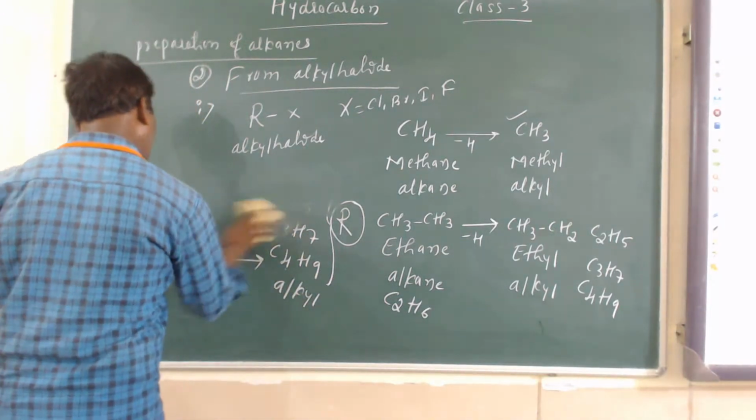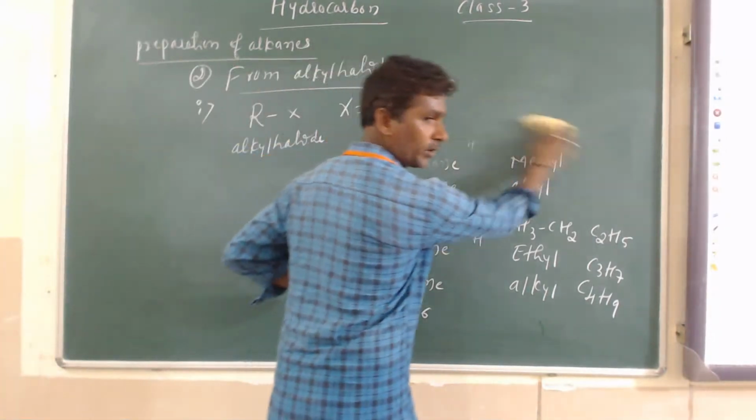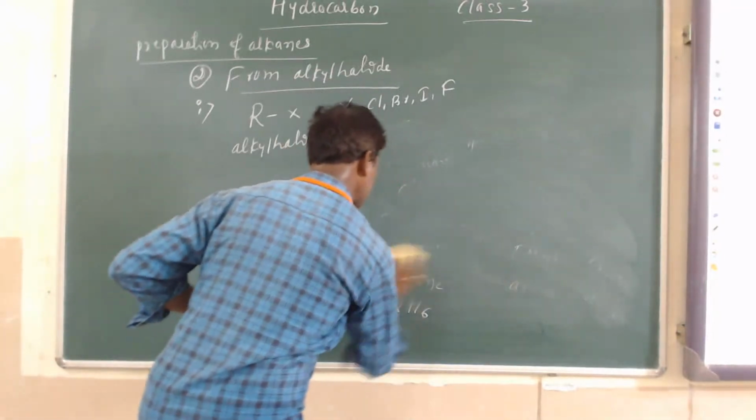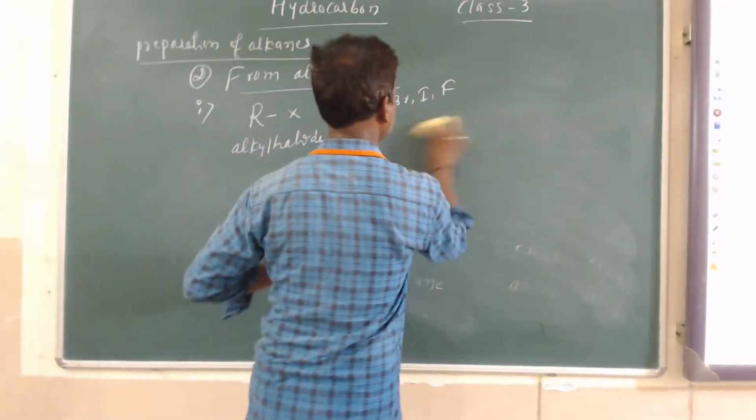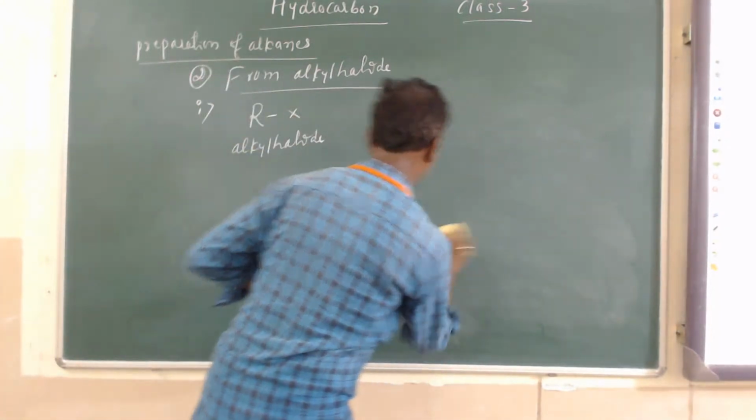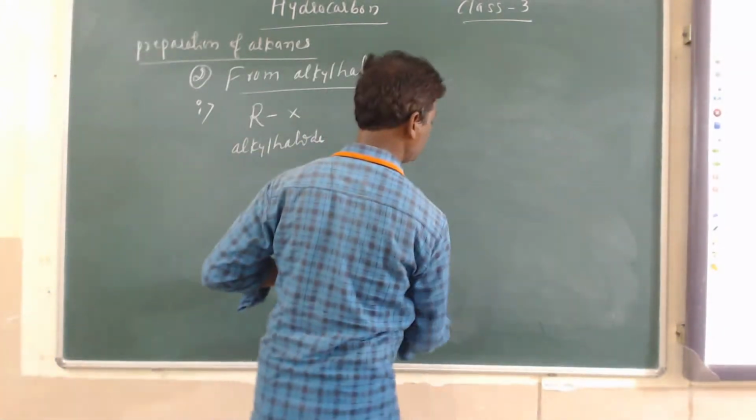So yes, my dear students. What are alkyls? Methyl, ethyl, propyl, butyl. Next is pentyl, next hexyl. So these are the examples of alkyl.